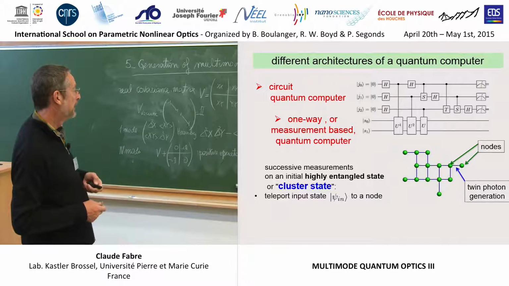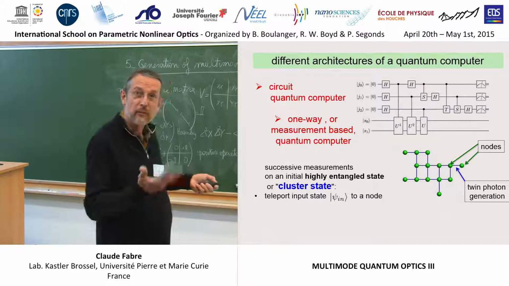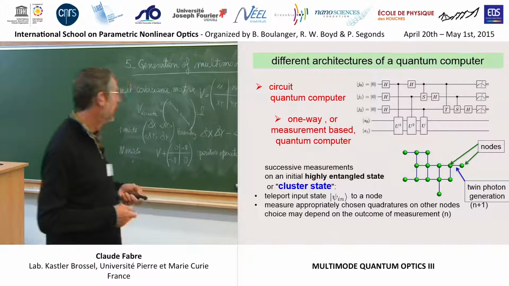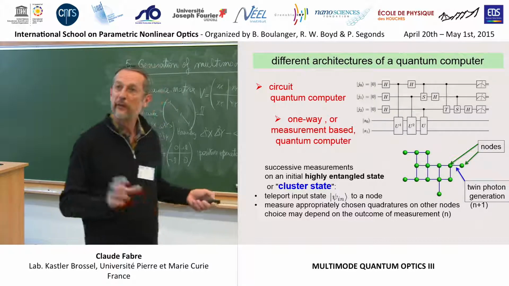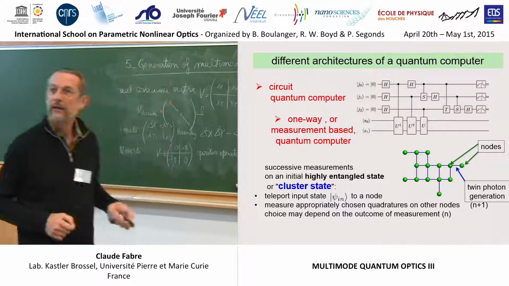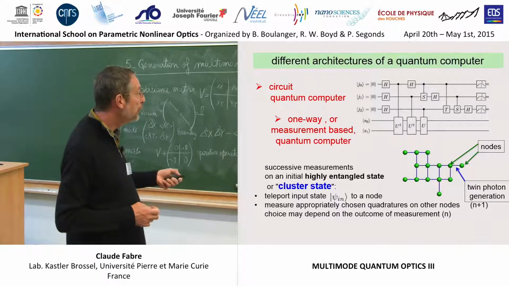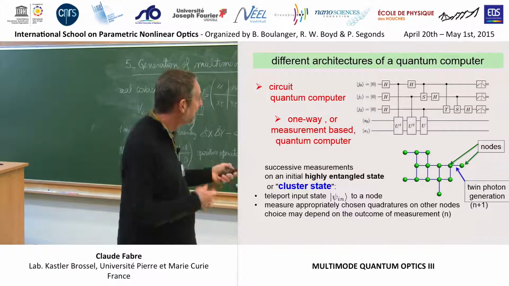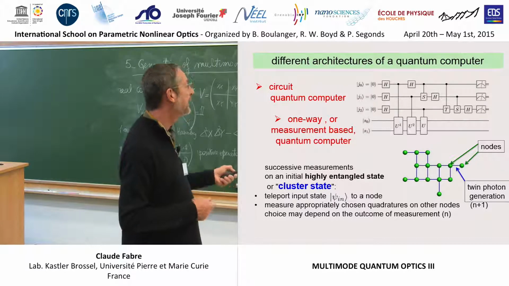Okay? So the way to process the calculation is that you put your question, your input state, somewhere on a node. You report it here, and then you measure things on the different quadratures of the different nodes. You measure things which depend on this input and depend on the way the systems are correlated. Then you have at the output, at some other node, some state, and you process what you measure on this according to what you have measured before.